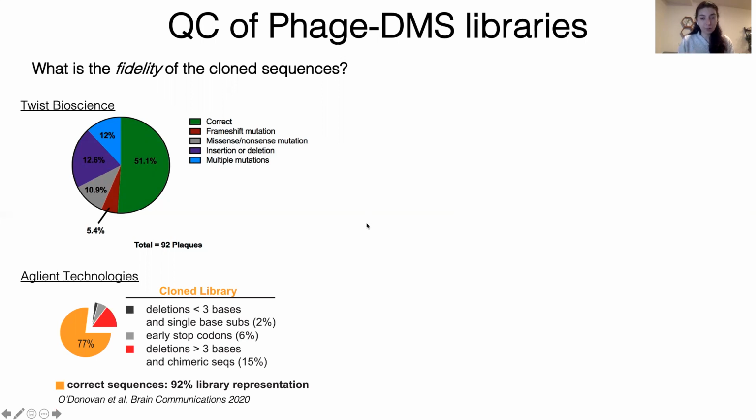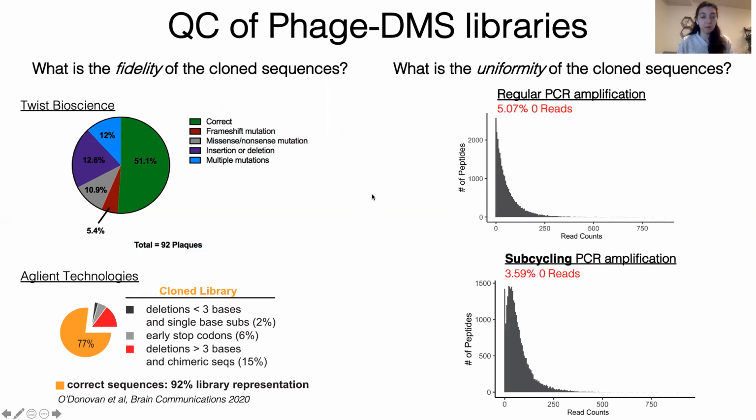So another check that we do is to check the uniformity of the library. And we do this by deeply sequencing the final Phage-DMS library. Something that we have found actually improves the uniformity of our library is to amplify that original oligo pool by using subcycling PCR rather than just regular PCR. Subcycling PCR is a technique where you swap between high and low temperatures during the annealing steps, so that you don't bias against sequences with high or low GC content.